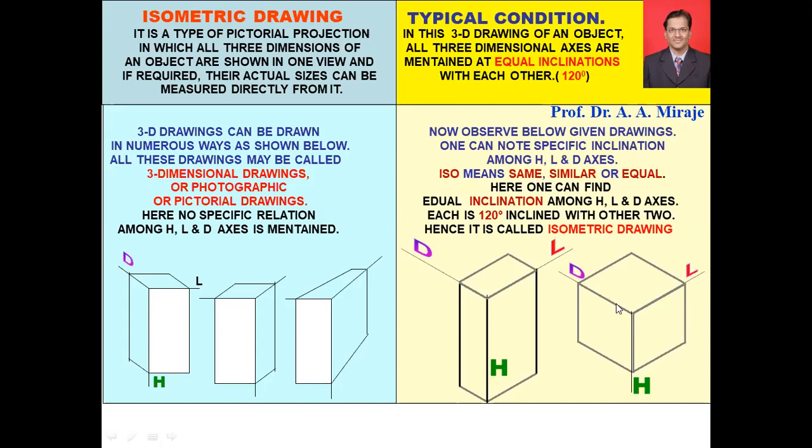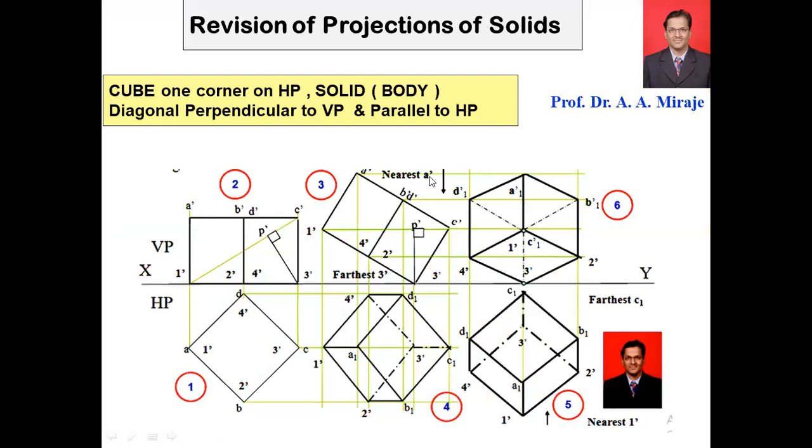Now next, how is this angle 120, 120? For that, as I told you, you have to revise the small question from the projection of solids. The cube question you have already studied, so I won't explain the detailed thing. I will explain only the final view, number 6.